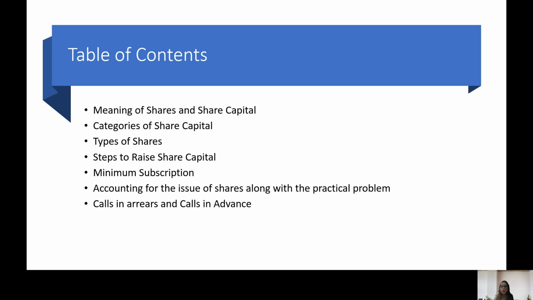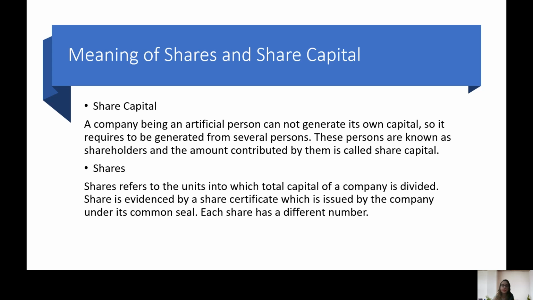So let's start with the meaning of share capital and shares. A company, being an artificial person, cannot generate its own capital. Because it cannot generate its own capital, it needs to be raised from somewhere, right? It is collected from several persons, and these persons who contribute to the capital of the company are known as shareholders, and the amount contributed by them is called the share capital, right? Now, what is a share?